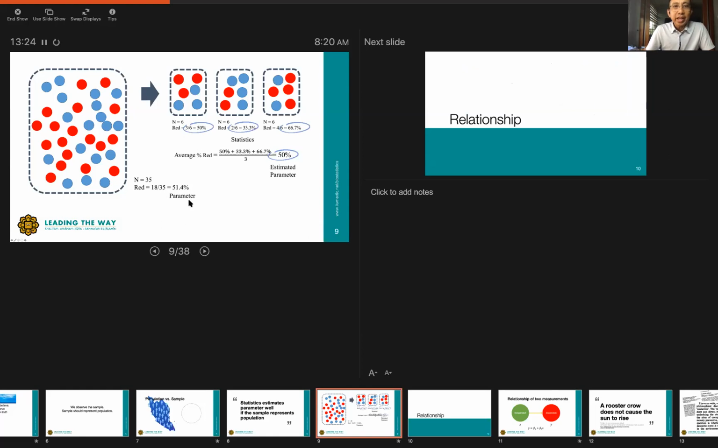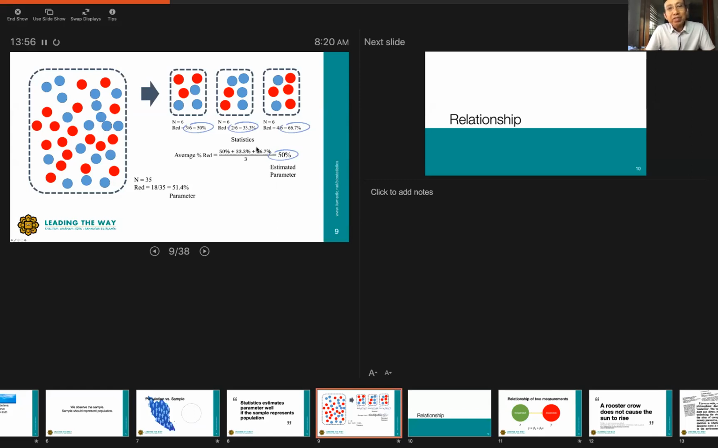Because in actual reality, you will never be able to get this information. You will never, ever be able to get this information. In this case, I give you a finite population, 35, and I know how many red circles, so I got 50%. But in actual reality, you will never be able to know this information. Let's say Malaysia, hypertension. Nobody knows the actual parameter.